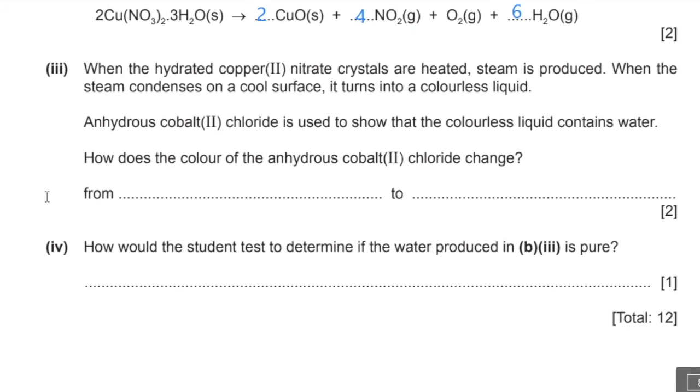3. When the hydrated copper nitrate crystals are heated, steam is produced. When the steam condenses on a cool surface, it turns into a colorless liquid. Anhydrous cobalt chloride is used to show that the colorless liquid contains water. How does the color of the anhydrous cobalt chloride change? So it changes from blue to pink.